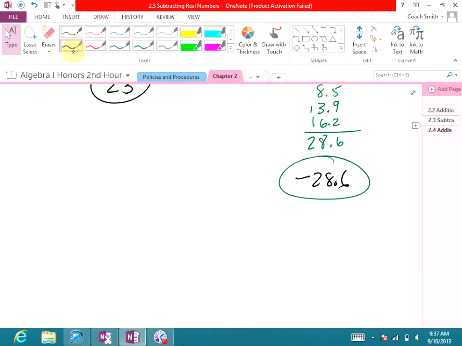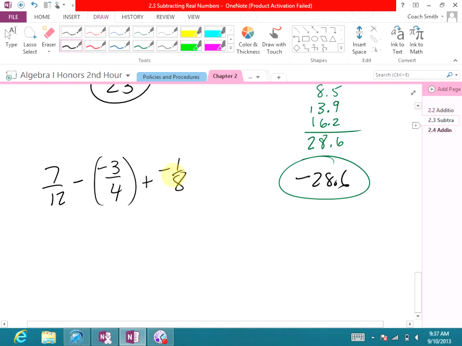Let's get a little bit more difficult. 7 over 12 minus negative 3 over 4 plus negative 1 over 8.